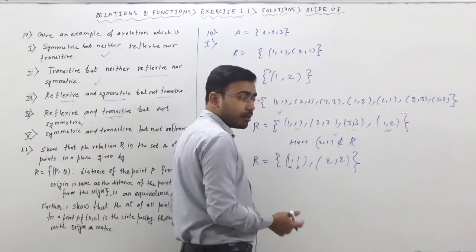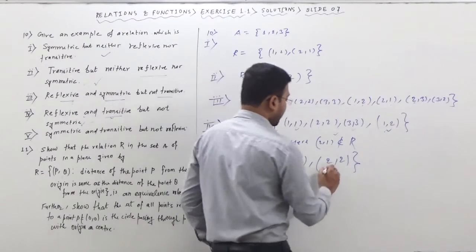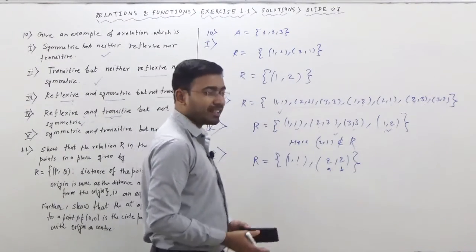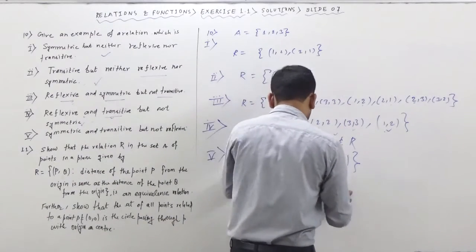While we check for A comma C, it will not be there. We'll say this is a transitive relation. Similarly, we can check for this one. A comma B is there, B comma C is not there, so we'll check for A comma C.